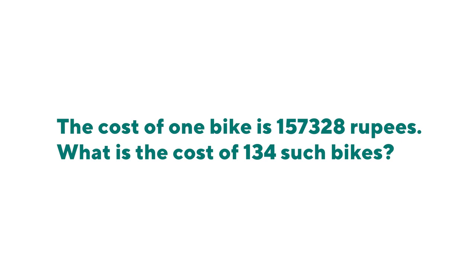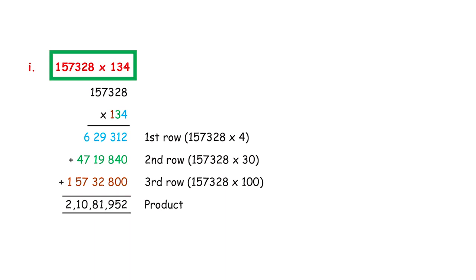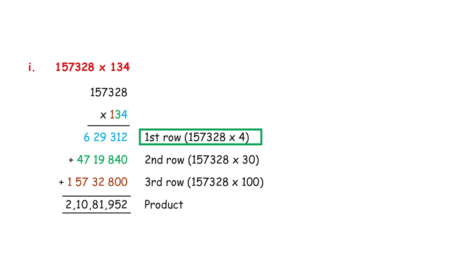Let's do the multiplication. First we write down 1,57,328 into 134. So the first step for you to do is 1,57,328 into 4. That goes into the first row. When you do that, you get 629,312. The second row will have 157,328 into 30. The reason you are doing 30 is because 3 is in the tens place.